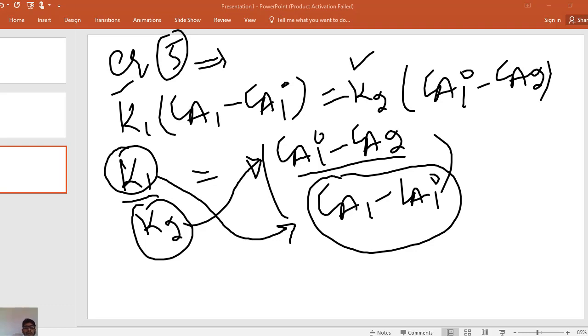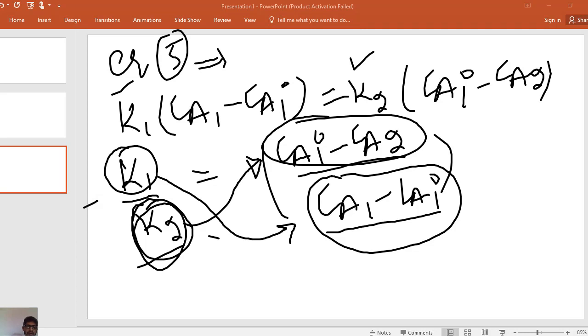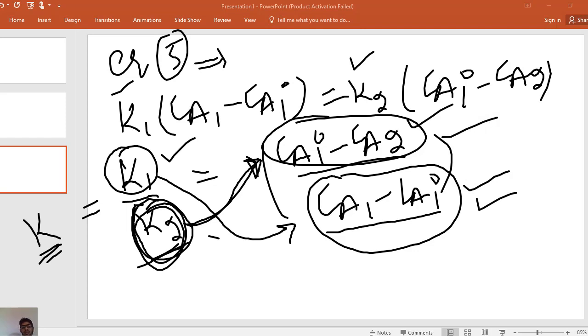So if we increase K1, this term will decrease. If we increase K2, then this whole term will decrease. If we decrease K2, it will increase. K2 depends on this term, and K1 depends on this term also. So this is all about the two film theory.